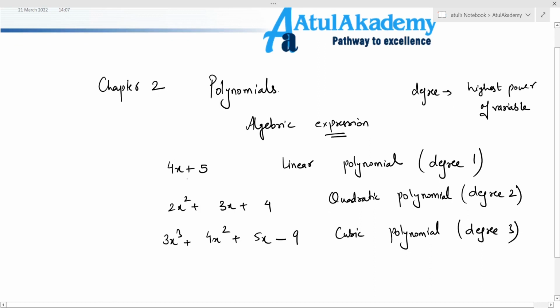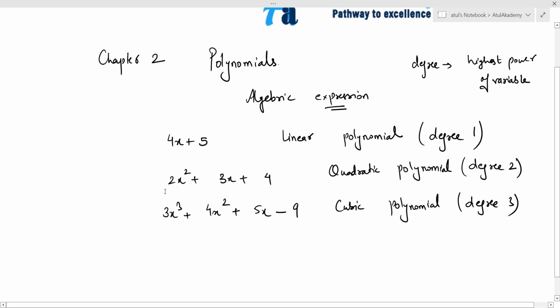Now for every polynomial, as you have done in 9th grade, you have zeros. A linear polynomial will have only one zero. A quadratic polynomial will have two zeros. A cubic polynomial will have three zeros. Based on the degree, there will be that number of zeros. What is a zero of a polynomial?